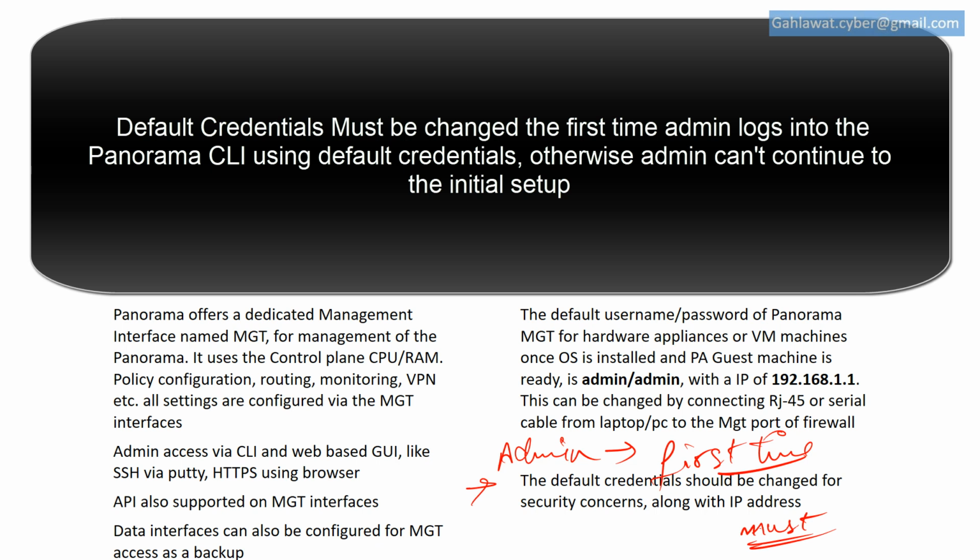So now we will log into our lab Panorama appliance via the console port. We have a virtual appliance, virtual Panorama, and we are connecting to it via the console application, and then we will change the default credentials, and then we will change the default IP address of the management interface.